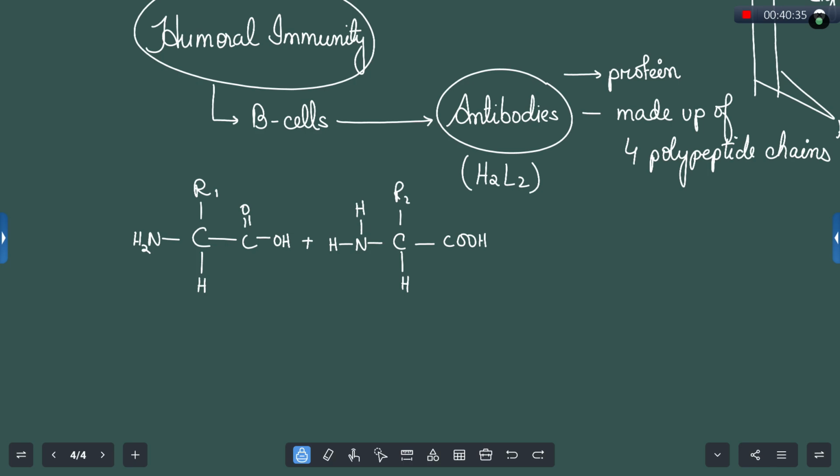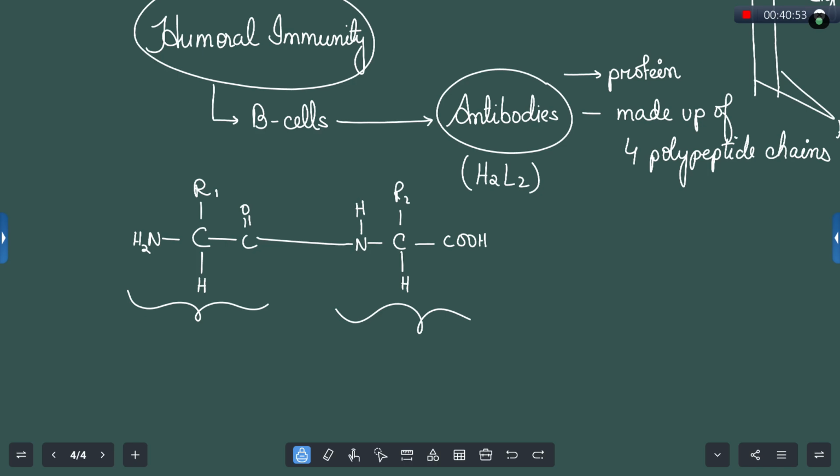So what am I drawing here? This is one amino acid. This is another amino acid. Another will be there and so on. Amino acids join in a dehydration reaction, releasing H2O, water. So that carbon will be directly linked to nitrogen. This carbon nitrogen bond is called peptide bond.